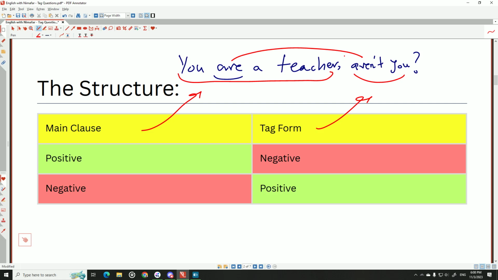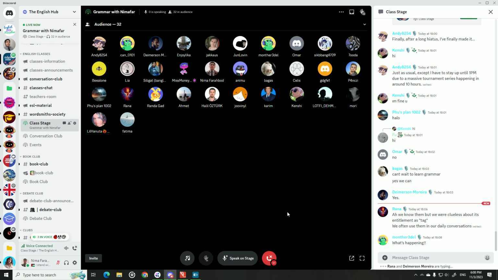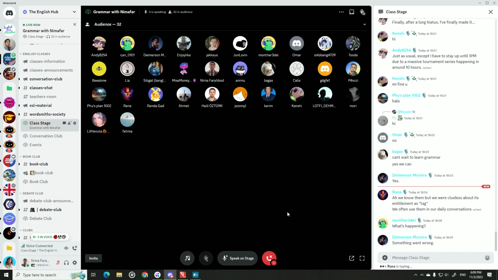But when it's negative, for example, you are not a doctor, are you? Let me write it here. You aren't or are not a doctor, are you? You see in this part, the main clause is negative. So our tag form must be positive. We know them, but we were, as a tag. We often use them in our daily conversation, of course.